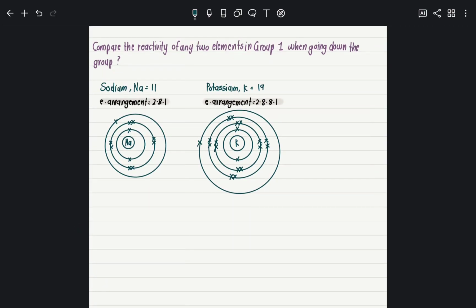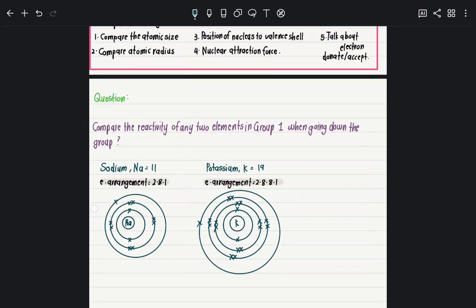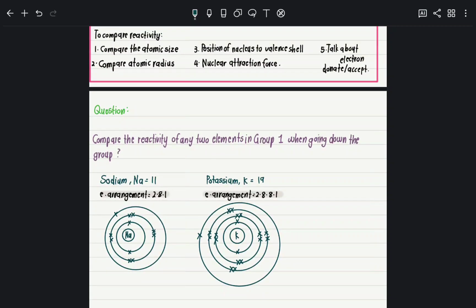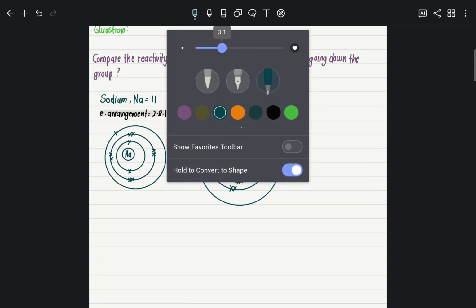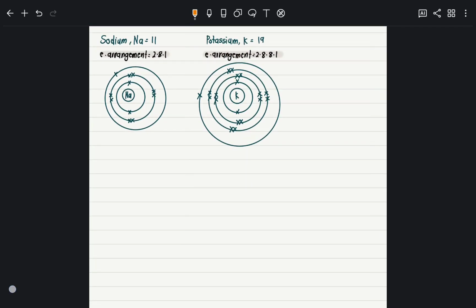So you have to compare the reactivity of sodium and also potassium. Remember that your first sentence is to compare the atomic size, right? So you have to say how the atomic size works. This one involves your observation skill. So the atomic size of which one is bigger? The atomic size of potassium is bigger than, or you can say is larger than, sodium.